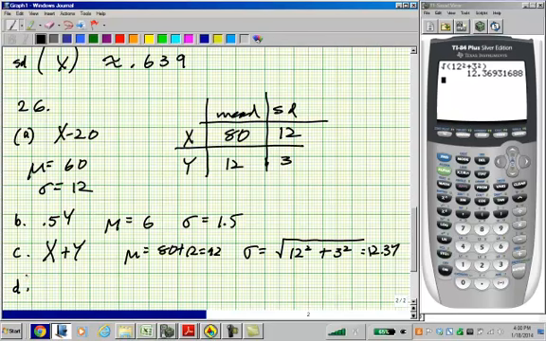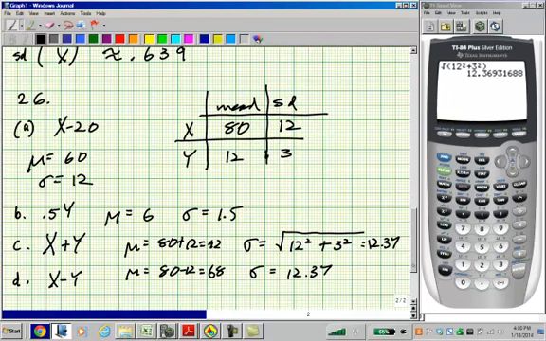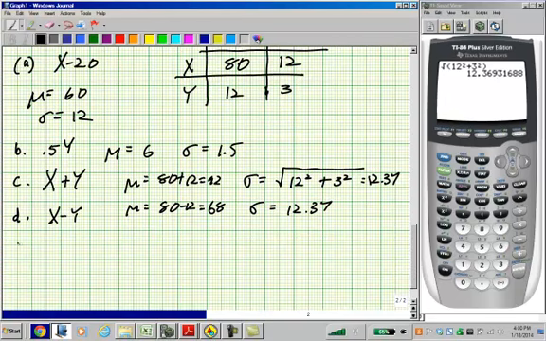D, x minus y. Mu equals 80 minus 12, which is 68. Sigma remains 12.37. Whether you're adding or subtracting two random variables, the standard deviation remains the square root of the sum of the variances. It does not change.